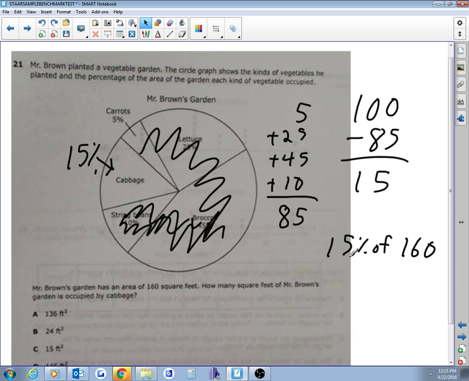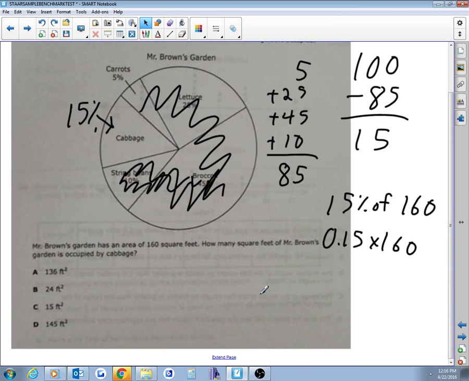Well, 15% is 0.15. Of means multiply. So we've got 0.15 times 160. That'll give us our solution. So 160 times 0.15. We do not have to line up the decimal because we're multiplying. 5 times 0 is 0. 5 times 6 is 30. Carry the 3. 5 times 1 plus 3 is 8.